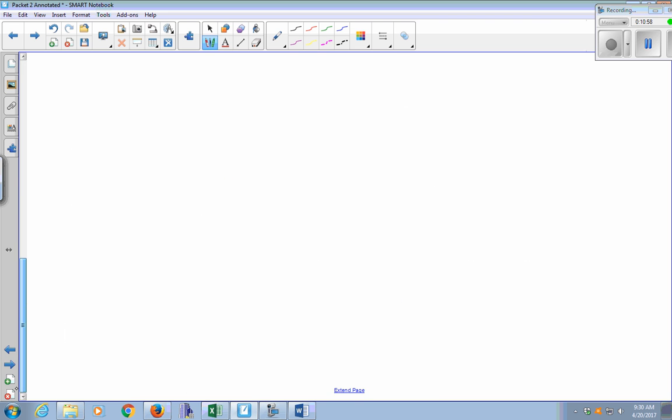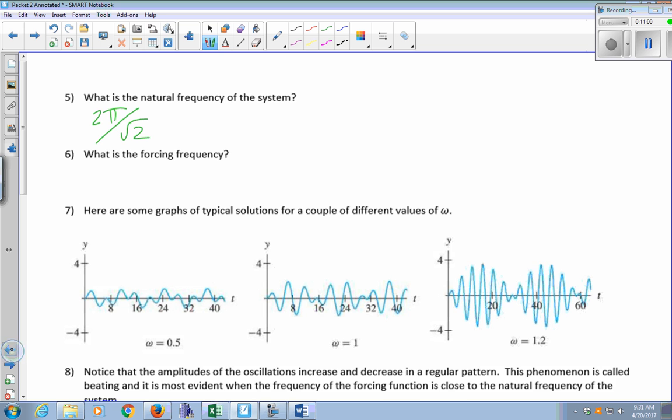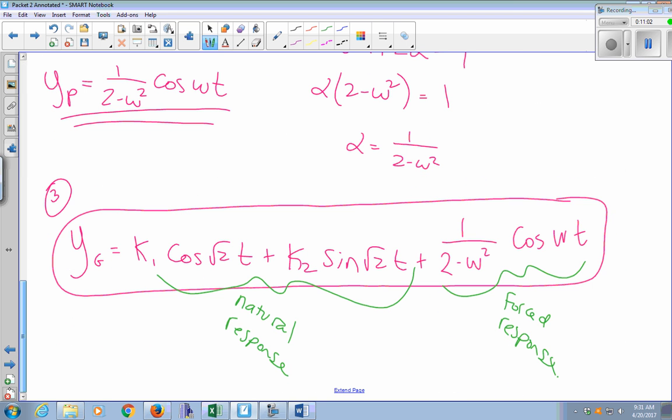So go back to the forced response. The coefficient on t. Like if I asked you what the period of cosine root 2 t is. All right, so in my forced response, the frequency would be 2 pi over omega, because the coefficient on t is the thing that determines frequency. So 2 pi over omega.